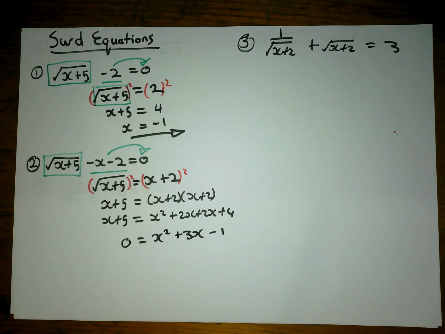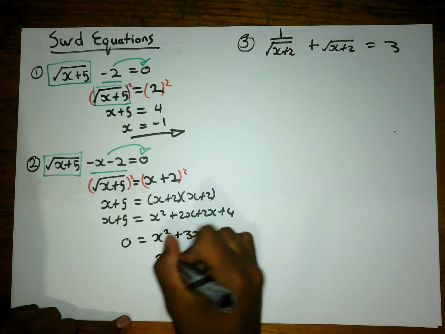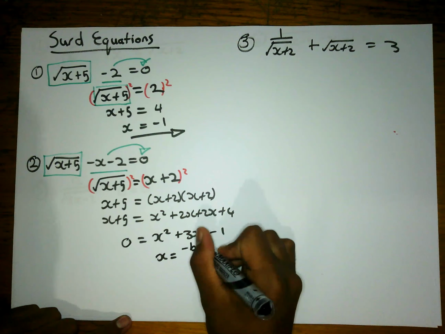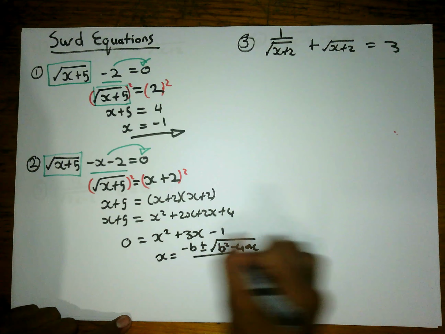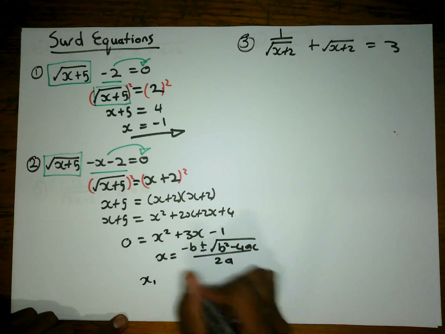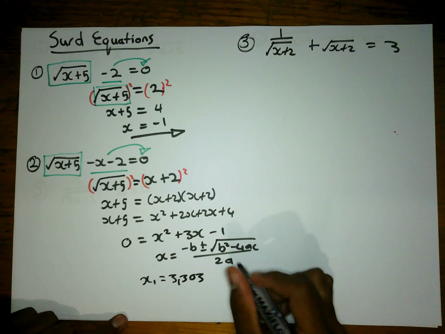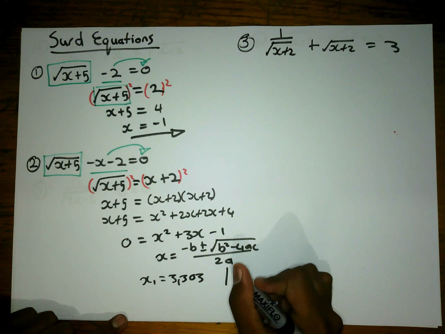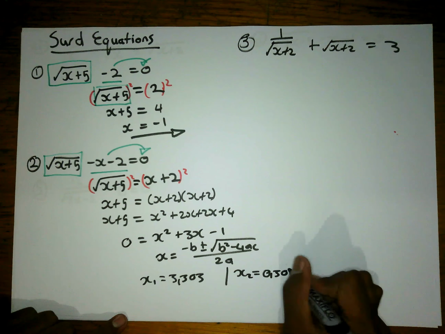So now what we do is, what we're going to use here is this formula, x equals minus b plus minus the square root of b squared minus 4ac, over 2a. Then our x1 is going to be 3.303, and then our x2 is equal to 0.303.